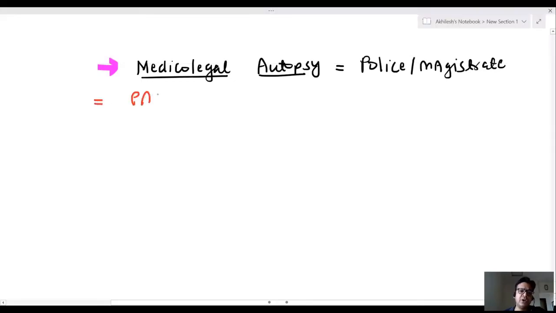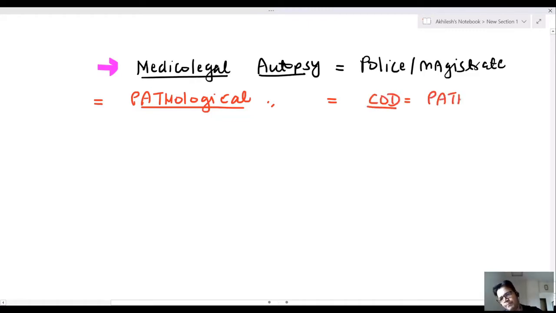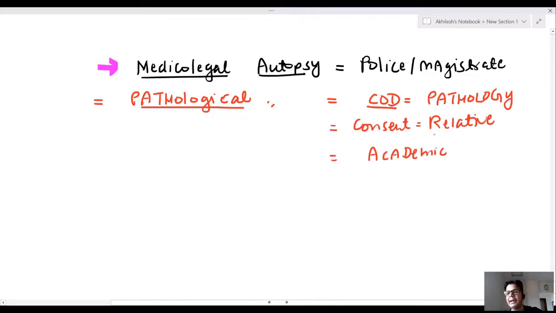Now, sir, pathological autopsy. Sir, here for cause of death, we do pathology of the organ. And here consent is given by relative. Without consent of relative, we cannot go for pathological autopsy. It is academically oriented.